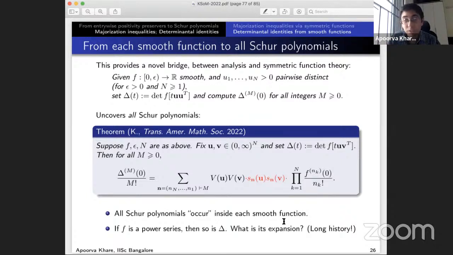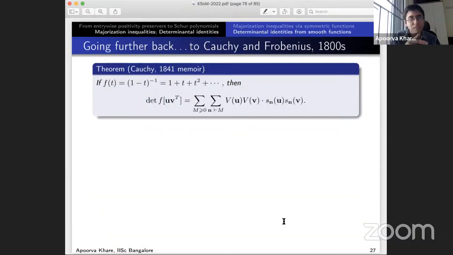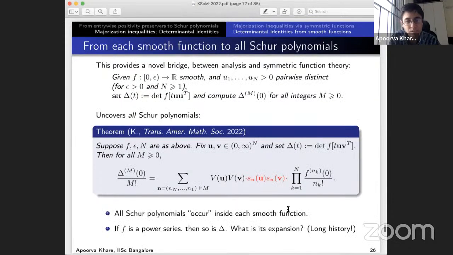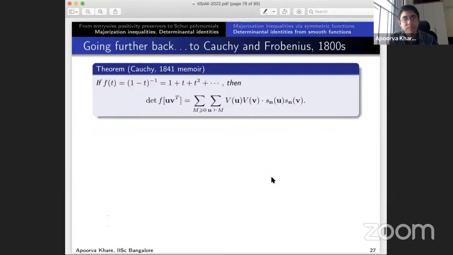And I told you that Schur polynomials were defined by Cauchy initially, the Cauchy definition. Well, with that definition, Cauchy actually answered this question, that if I start with the geometric series, 1 over 1 minus t, and do this calculation, then all these numbers are just ones, and what I get is just Vandermonde of u, Vandermonde of v times the summation over all m of this thing. I get exactly that expansion.